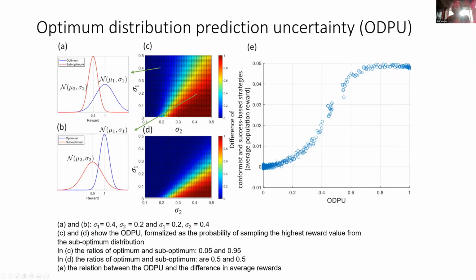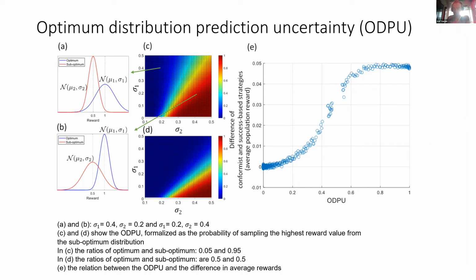And here is showing the relationship between this prediction uncertainty in the environment, depending on this configuration, versus the difference between success-based and conformist strategies. So basically, the higher the probability, the higher the uncertainty, the higher the difference between these strategies. So this shows us that success-based fails if there is this uncertainty.